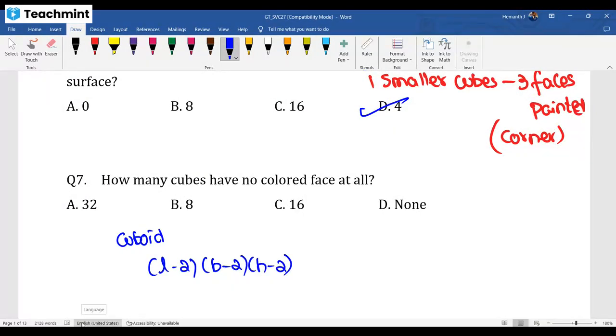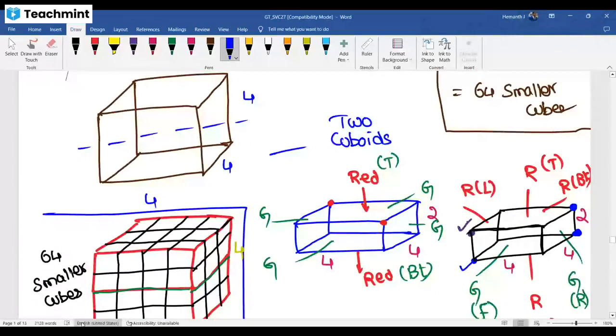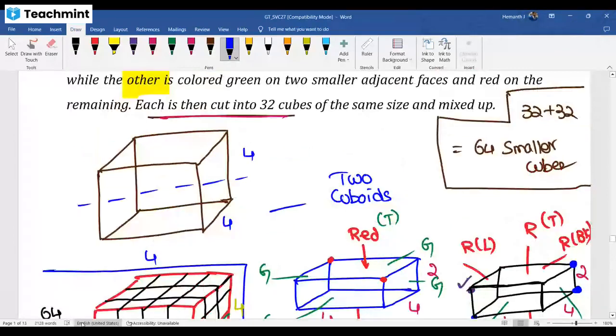No colored face at all, no color. Because see, what you did, you divided these 4 layers into 2 different things. Now you painted only outside. You painted all outsides, right? Here you painted all outsides, not inside. Now, is there anything which is not painted?